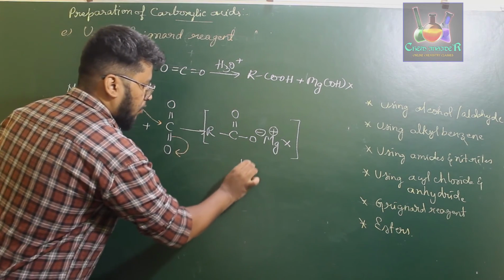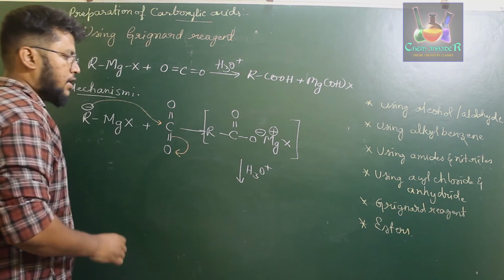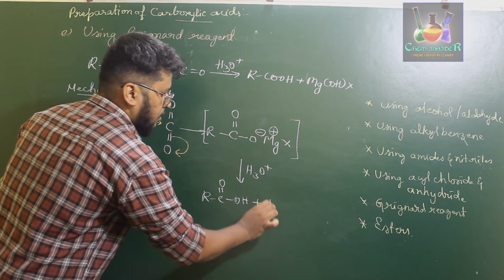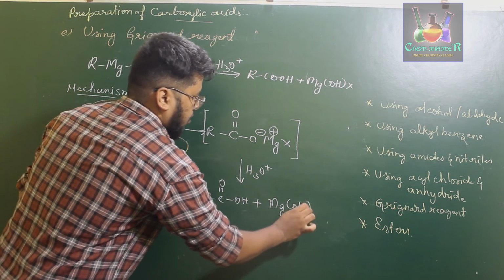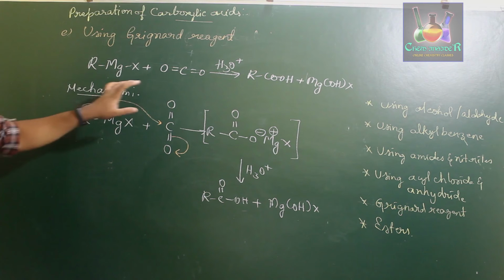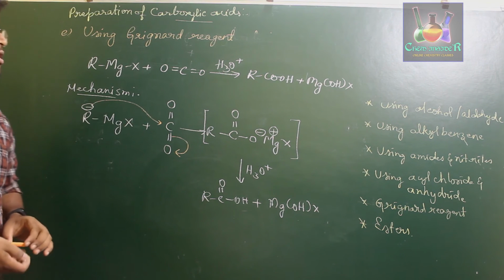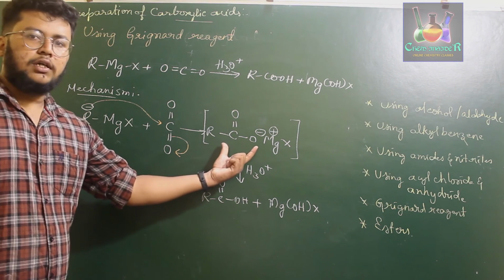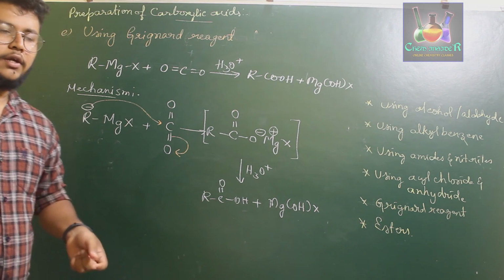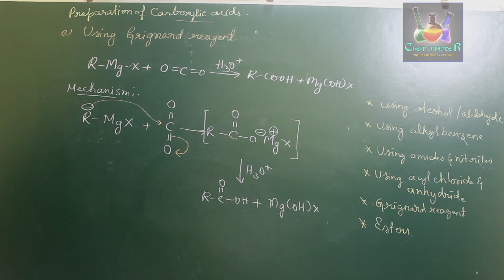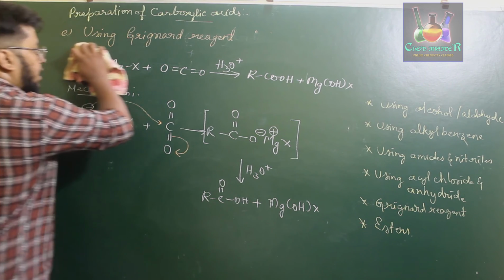This intermediate, when hydrolyzed, forms R, C double bond O, OH plus MgOHX. So this is the method of preparation of carboxylic acid when Grignard reagent is treated with carbon dioxide. Okay, so in this particular reaction, there is an intermediate being formed, that is the carboxylate magnesium halide intermediate, which on hydrolysis gives us carboxylic acid and the magnesium hydroxy halide.